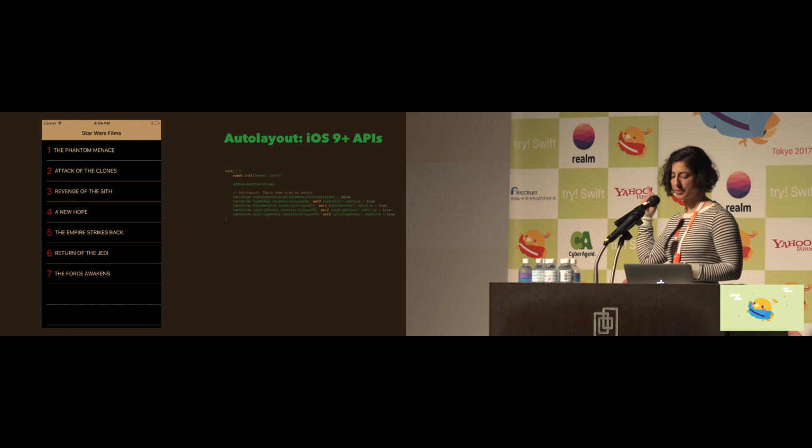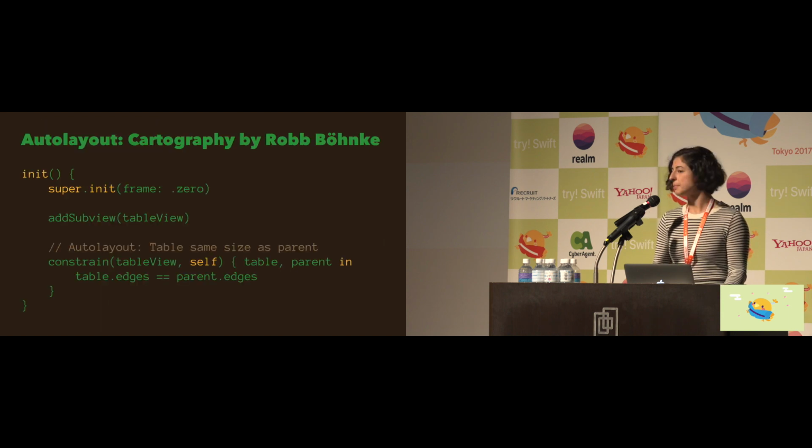Still, what bothers me about this code is that it's not really clear by looking at it what the layout is. I have to read 5 lines, and it still might not be completely obvious. And since this layout is really simple, it shouldn't be that hard. To make this code far more readable and far simpler to write, I like to use another framework called Cartography by Rob Bunke.